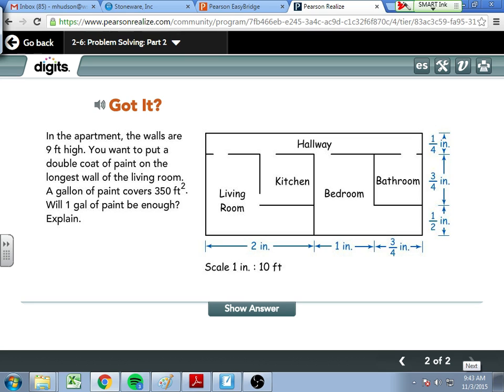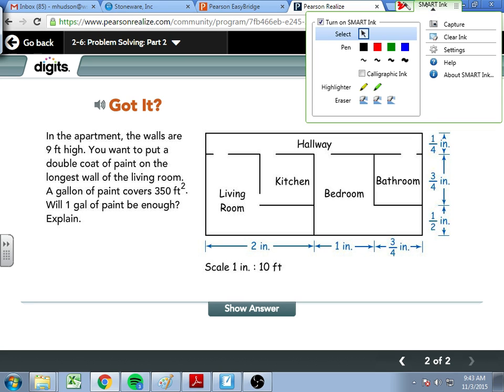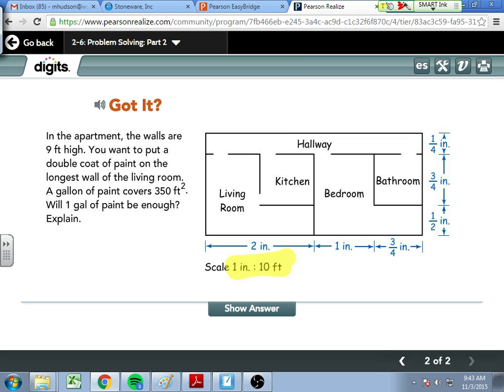Try this. Our scale is the same, 1 inch to 10 feet. We now want to figure out the area of the wall. So in the apartment, the walls are 9 feet high. You want to put a double coat. A lot of paint will say to apply 2 coats for a good look. Some of the paint now says you don't need 2 coats, 1 coat will look nice, but you're going to pay more for that paint.